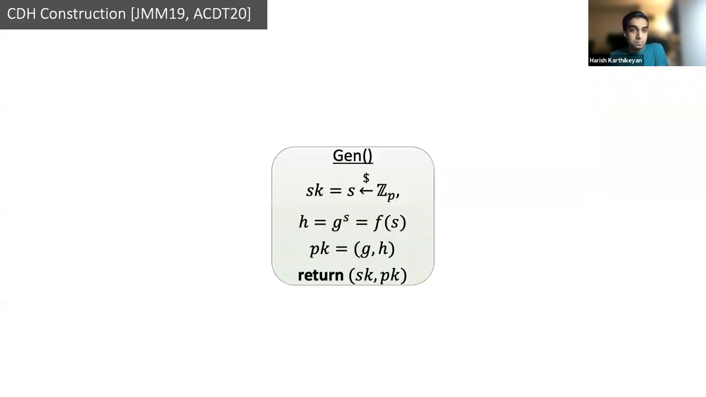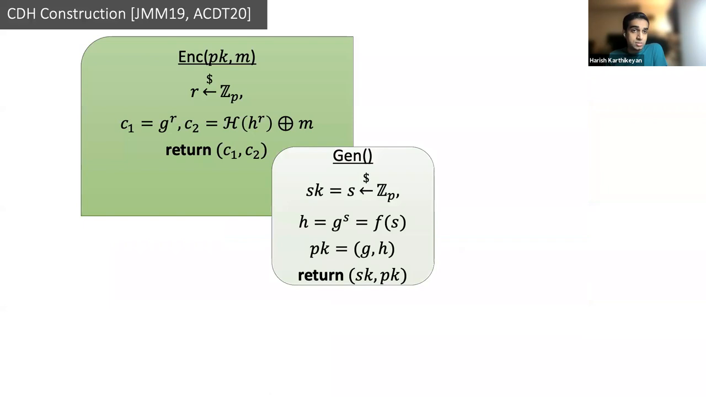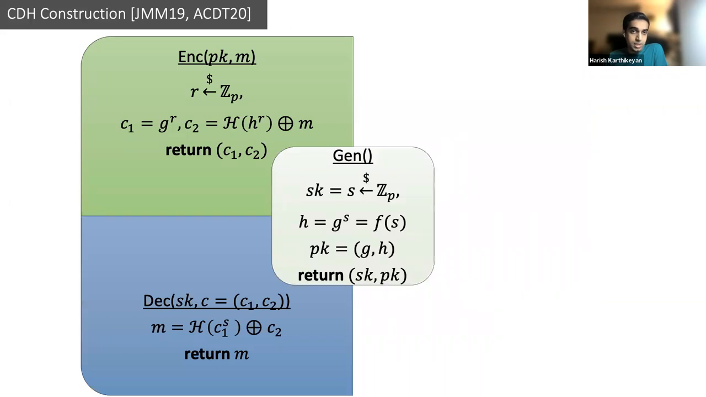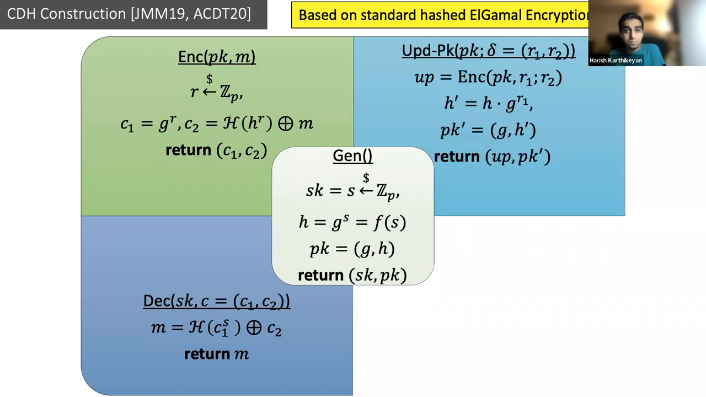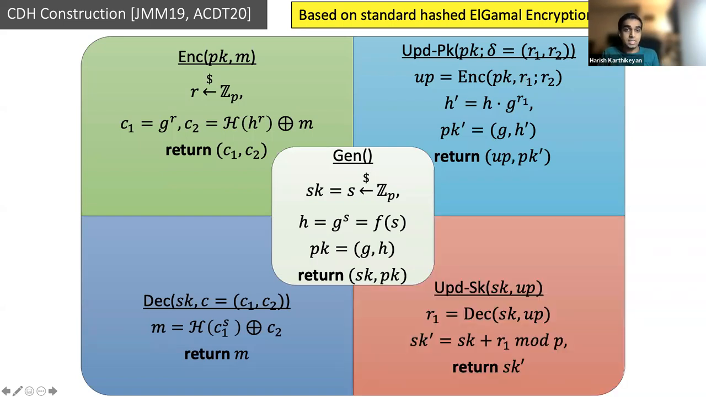So they have a Gen algorithm that will basically sample a secret key S and compute public key G to the S. Encryption uses a randomness and then hashes the randomness, and decryption follows. The entire scheme is similar to the standard hashed ElGamal encryption. However, for the update public key encryption, they use two randomness values: one to generate the randomness R1, and R2 to generate a ciphertext, and then update the public key H prime corresponding to G to the R1. So in essence, R1 is the offset with which you will update the secret key. And the update secret key is basically decrypting and then updating the secret key SK to SK plus R1.